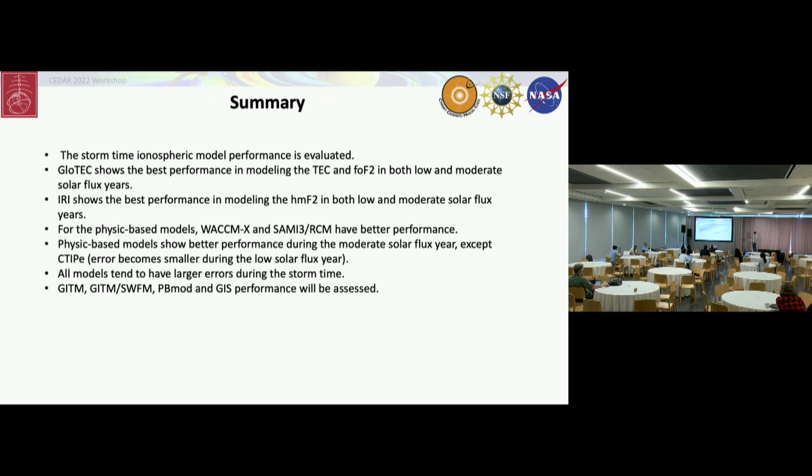I also noticed that all the models tend to have larger errors during the storm time. So in the future, we would like to include these models for evaluation. So thanks.